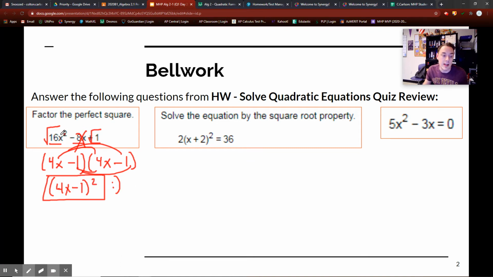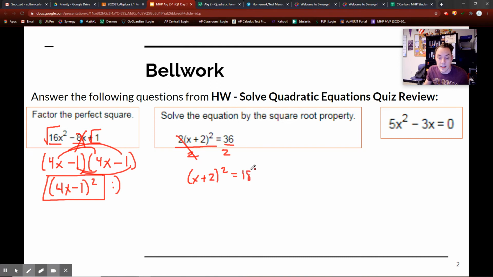Just square root both sides. 16, that's going to be 4x squared. When I square root it, it's going to be x and so forth. Here, I need to divide by 2. So I need to divide by 2 real quick because I need to isolate the x plus 2 squared. So x plus 2 and then square that.